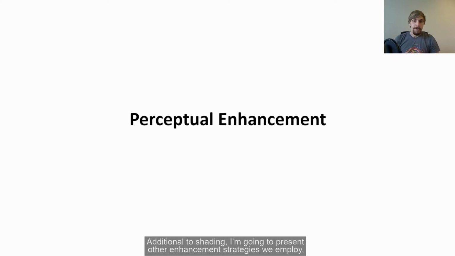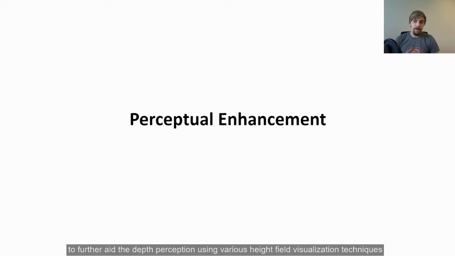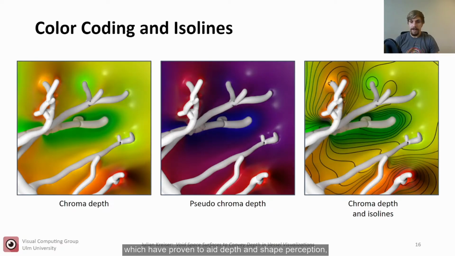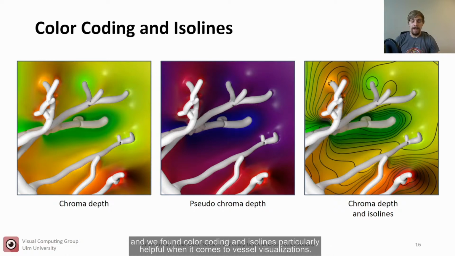Additional to shading, I'm going to present other enhancement strategies we employ to further aid the depth perception using various surface field visualization techniques, which have proven to aid depth and shape perception. And we found color coding and isolines particularly helpful when it comes to vessel visualizations. In the first two images, you can see a chroma depth and pseudo-chroma depth color mapping to create the illusion of depth in 2D images. Additional isolines help to convey local changes, and especially small depth differences. I should note that these enhancement techniques are not all which could potentially be used, but rather a subset of what void space surfaces are enabling.